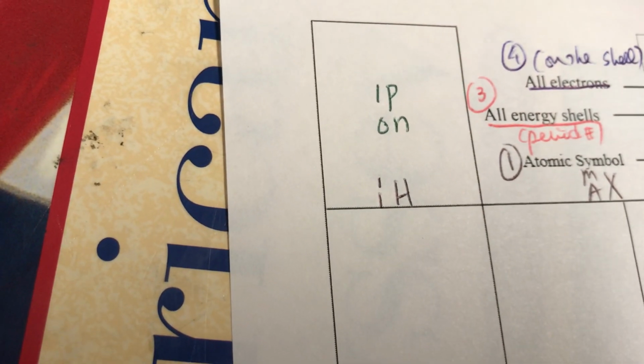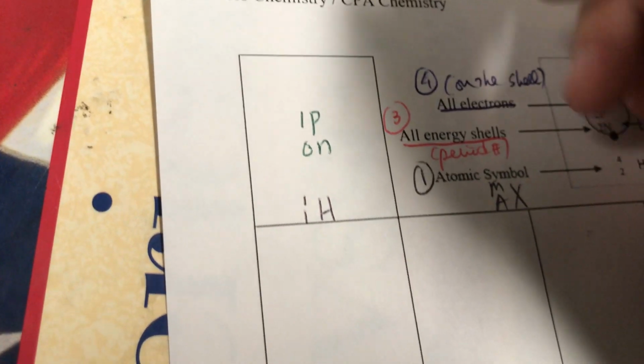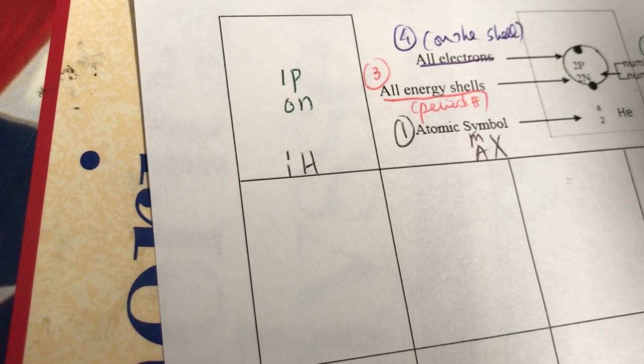And next is how many electrons. At this moment, because we're doing an atom, the number of protons is the same as electrons. But we have to do the shells first. So number 3 is the shell. We are on period 1. Period 1, so we only draw 1 shell.